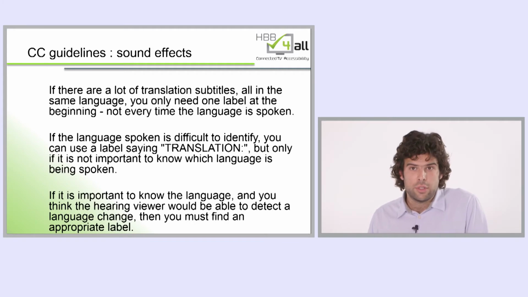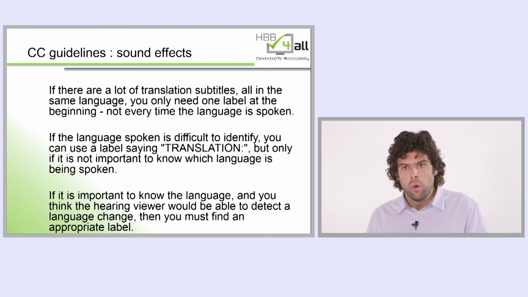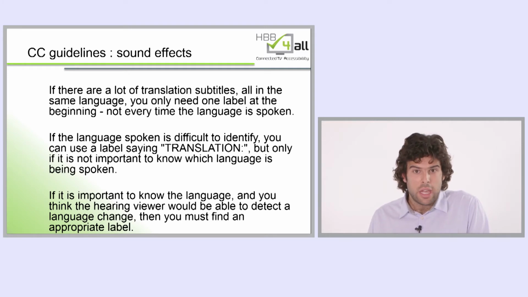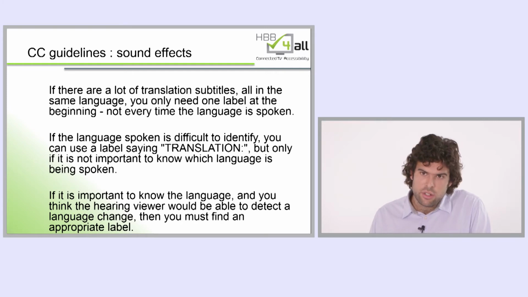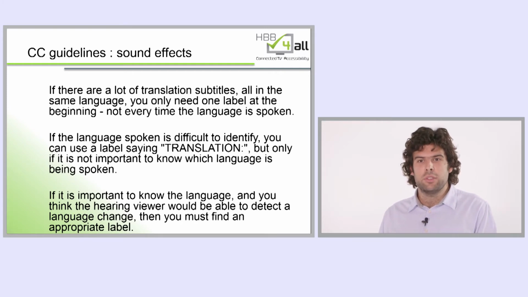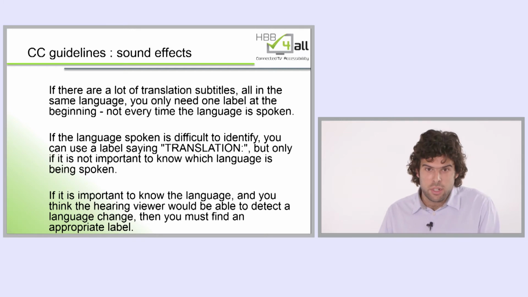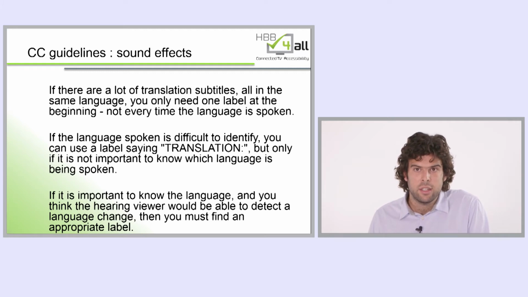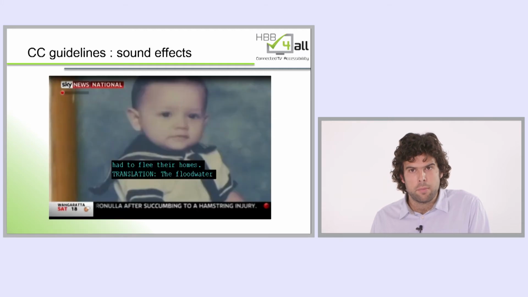For example, in Japanese, I live in Tokyo. If there are a lot of translation subtitles, all in the same language, you only need one label at the beginning, not every time the language is spoken. If the language spoken is difficult to identify, you can use a label saying translation, but only if it is not important to know which language is being spoken. If it is important to know the language, and you think the hearing viewer would be able to detect a language change, then you must find an appropriate label.